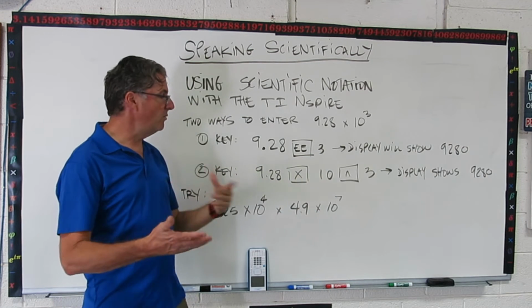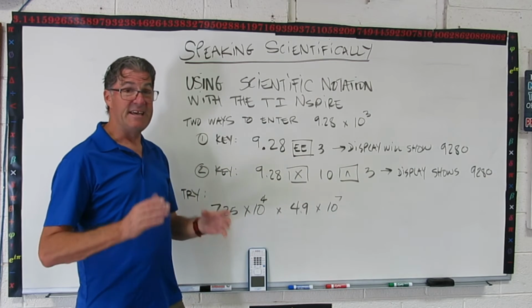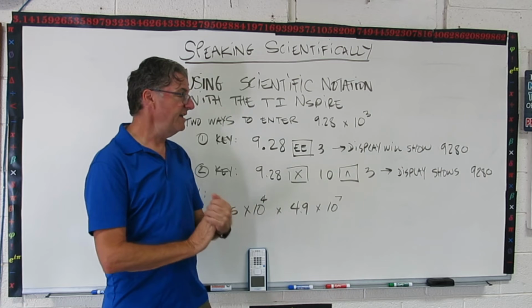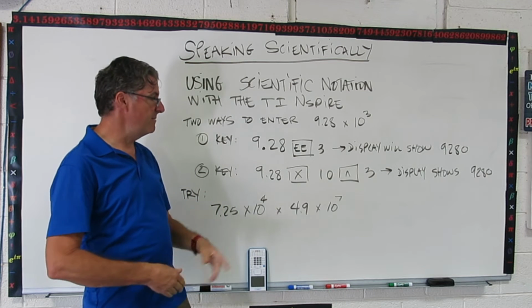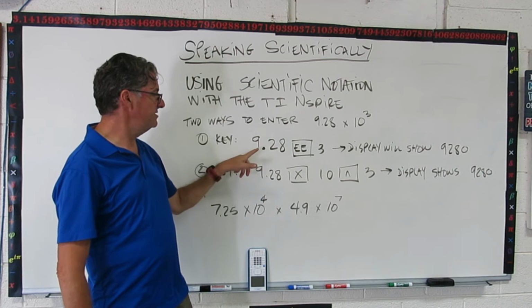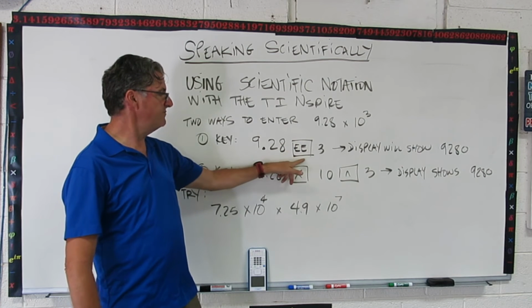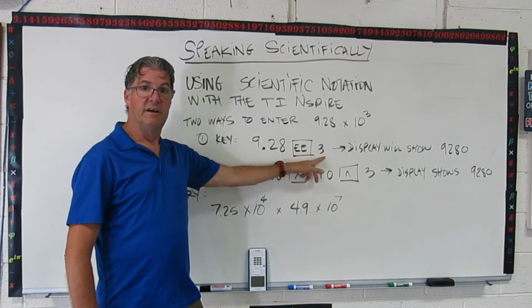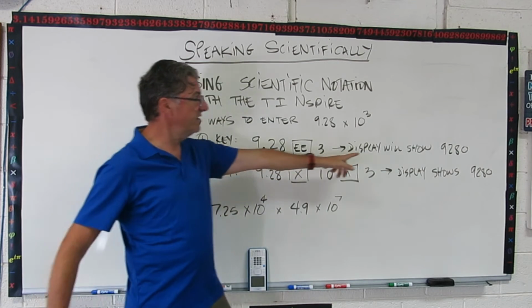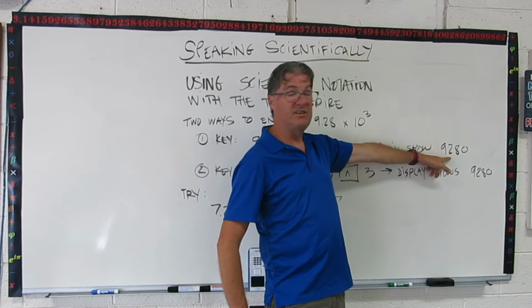Now let's talk about what the EE button means. It means times 10 to the. Okay, it doesn't have the exponent, but it means times 10 to the. So what you've done is you've typed 9.28 times 10 to the third power. Now the calculator is not going to show you scientific notation. The calculator is going to show you the number, 9280.